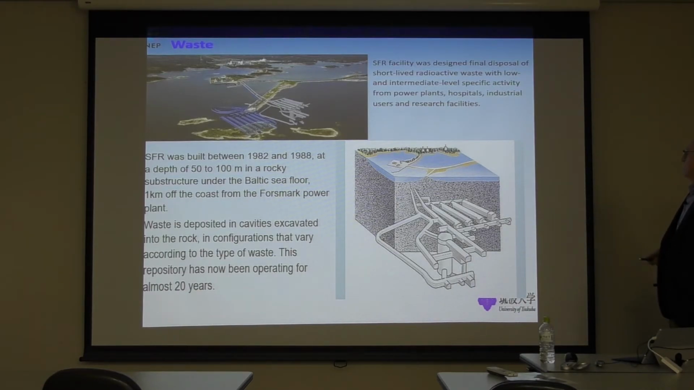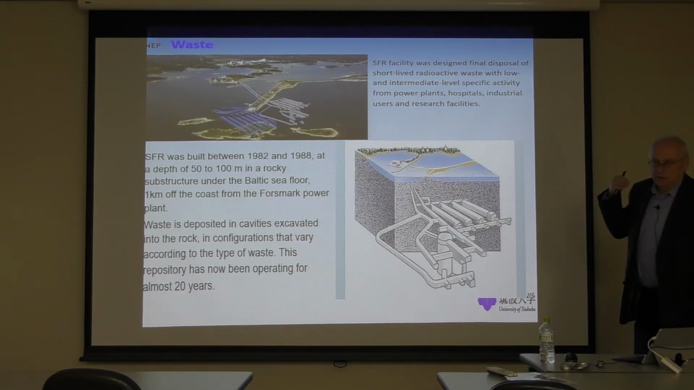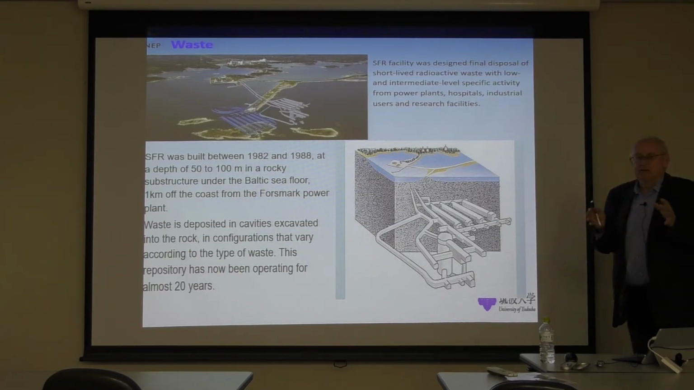This is in Sweden. This facility was designed for disposal of short-lived radioactive waste with low and intermediate level specific activity from nuclear power plants, hospitals, industrial users, and facilities. It is underground. This is the Baltic Sea. This is the shoreline. And it was built between 1982 and 88 at a depth of 5 to 100 meters in a structure under the Baltic Sea floor, about 1 kilometer away from the Forsmark nuclear power plant. And the waste here is deposited in cavities which were excavated into the rock, to be flexible in configurations so that the waste fits well.